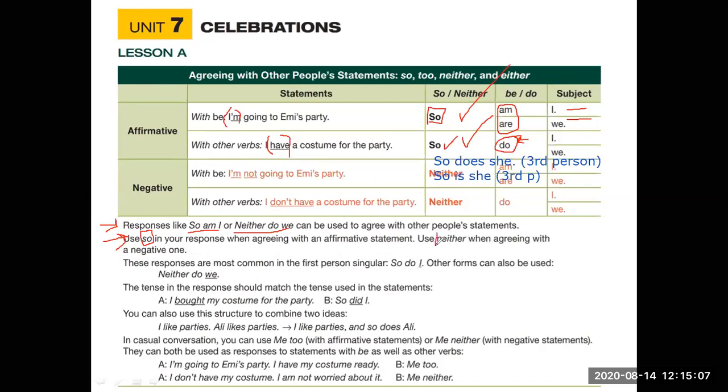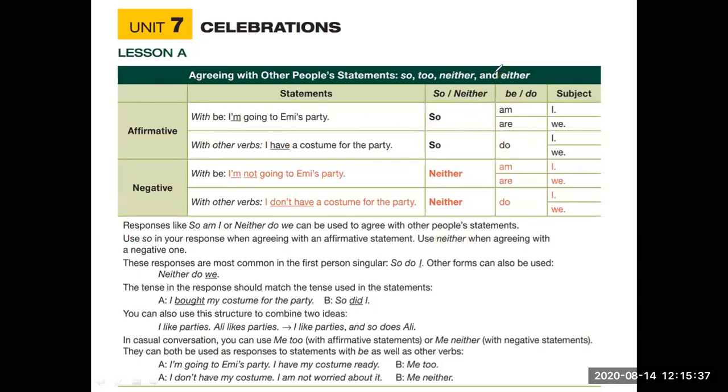Use neither when agreeing with a negative statement. So if the sentence is negative, I am going to use neither. Neither am I. Neither do I. Neither does she. Neither is he. Okay. If the sentence is negative, you are going to use neither. If the sentence is positive, you are going to use so.